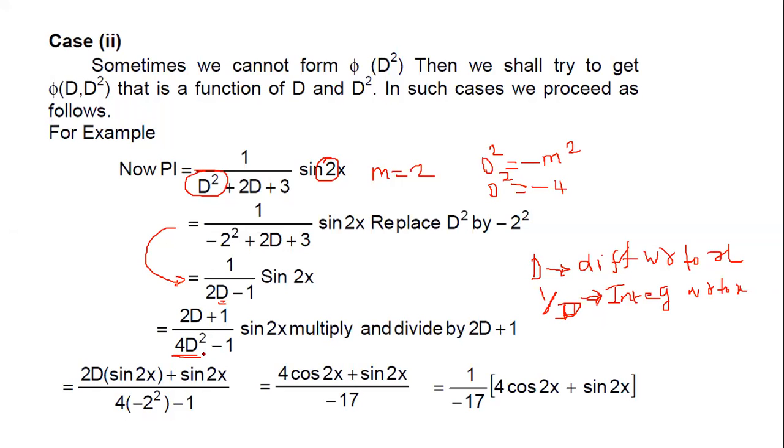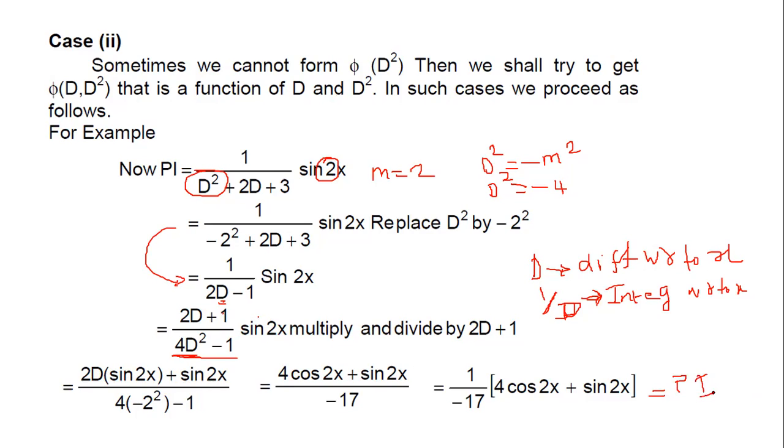So here you have to substitute d square equal to minus 4. Then we can get the value for the denominator. But what about the numerator? The numerator is 2d plus 1 on sine 2x, so you have to apply it to sine 2x: 2d of sine 2x plus sine 2x. The differentiation of sine 2x is 2 cos 2x, and already 2 is there, so 2 into 2 is 4 cos 2x plus sine 2x. This is the particular integral for this case.